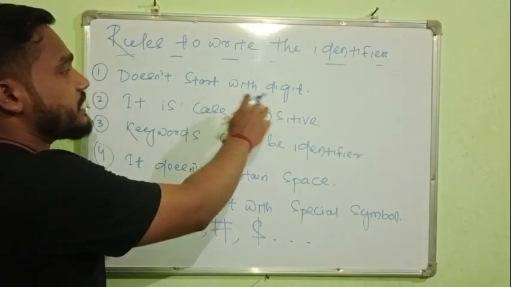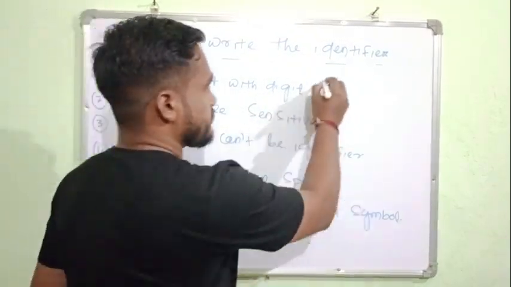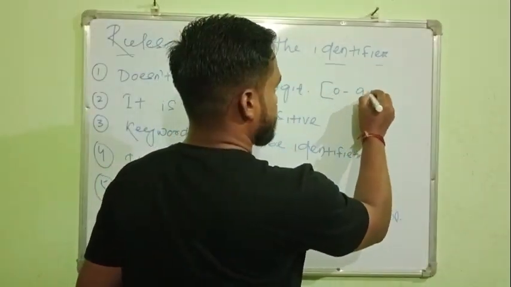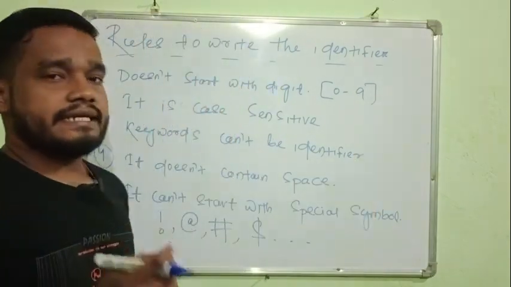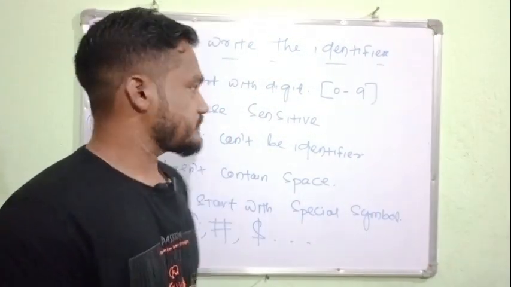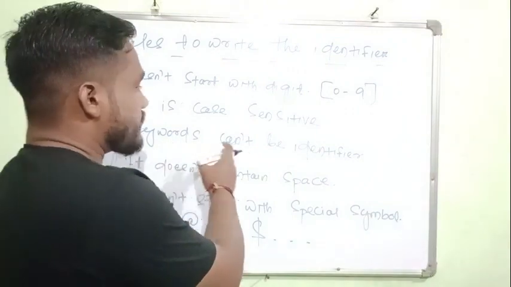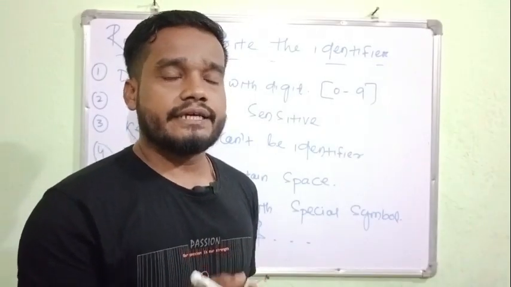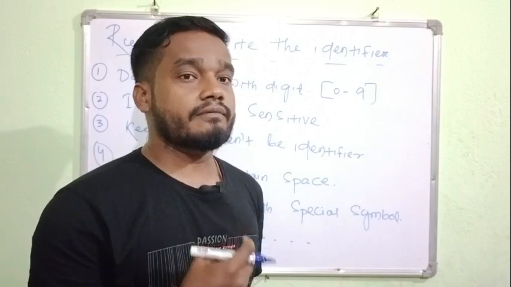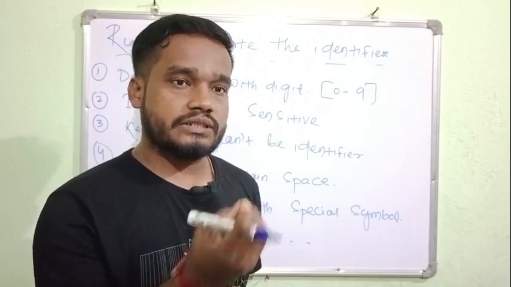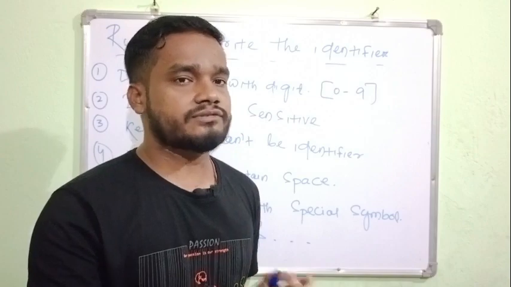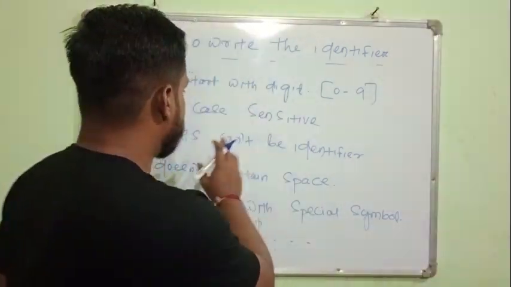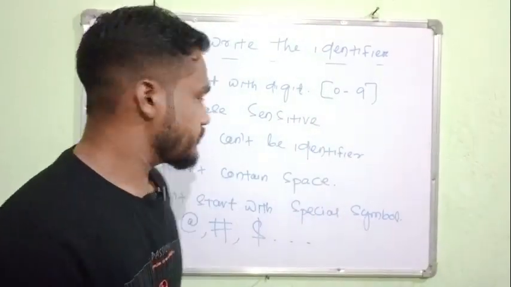Identifier can't start with a digit like 0 to 9. It is a case sensitive. Keyword can't be a identifier. There are so many keyword in Python, but if we want to use keyword as a identifier, then it is not possible. So keyword can't be a identifier.